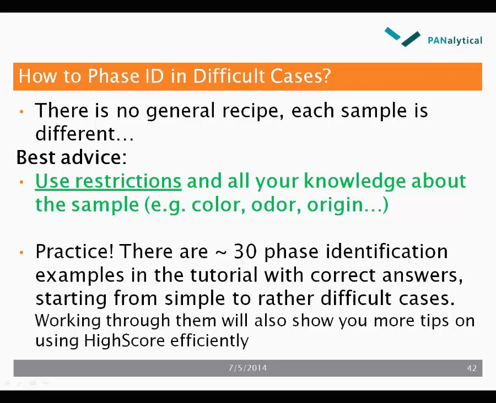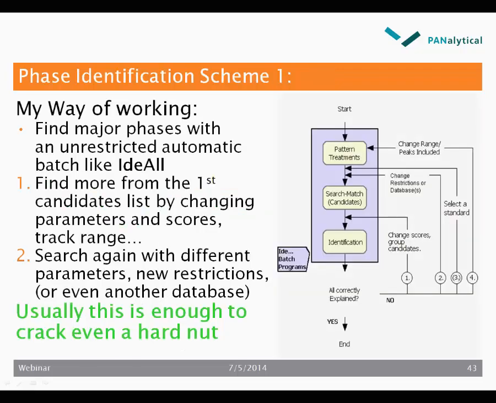There are more than 30 phase identification examples in the tutorial with the correct answers, starting from very simple to rather difficult cases. Working through all of them will also show you more tips on how to use HighScore efficiently.